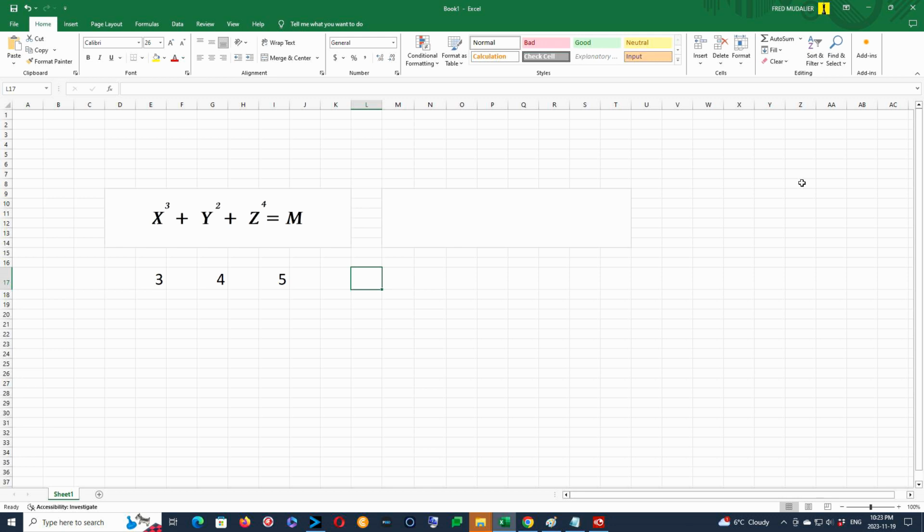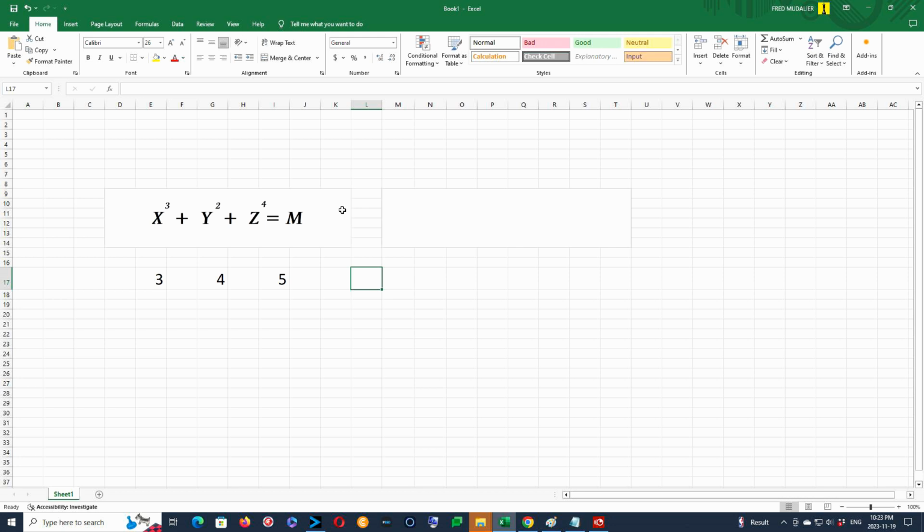How do you enter a complex formula that uses exponents into Microsoft Excel? Take, for example, this formula, where x is raised to the power of 3, y is raised to the power of 2, and z is raised to the power of 4, where x equals 3, y equals 4, and z equals 5. What do you use to raise any number to any exponent?